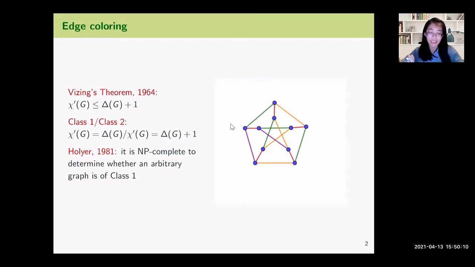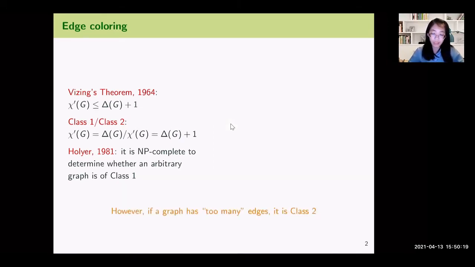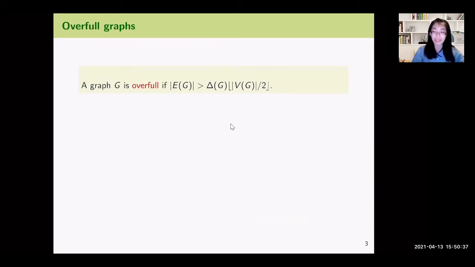Holyer in 1981 showed that it is NP-complete to determine whether an arbitrary graph is class 1 or class 2. But in some cases, we do have a sufficient condition to determine if a graph is class 2. Mainly, if the graph has too many edges, then the graph has to be class 2. By too many edges, we mean that the number of edges is bigger than the maximum degree times the number of vertices divided by 2, because in any graph, a maximum matching can contain at most half the number of the vertices, right?